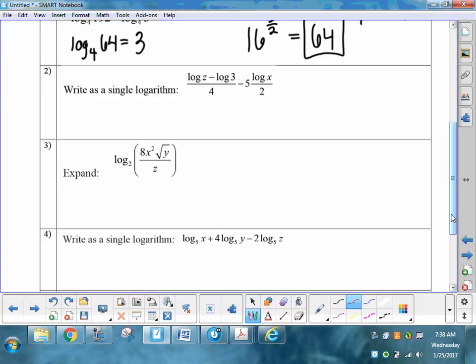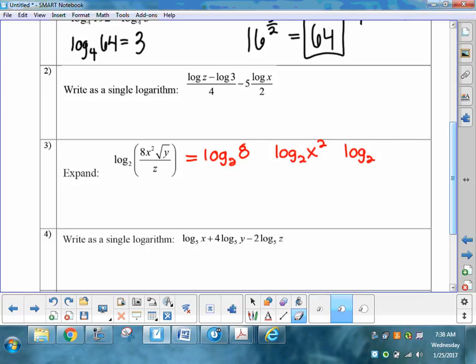So I'm going to start off and I'll break this down. It's log base 2 of 8, plus log base 2 of x squared, plus log base 2 of radical y, minus log base 2 of z. What's happening between the first two? What are my operations, Noah, going across going to be? It would be addition for the first two, and subtraction for the last.